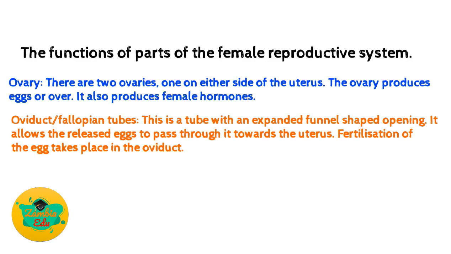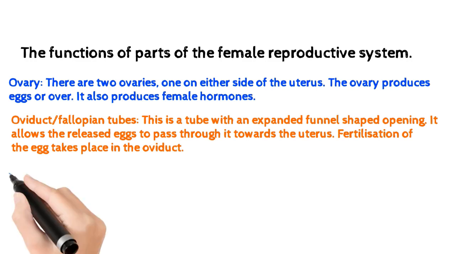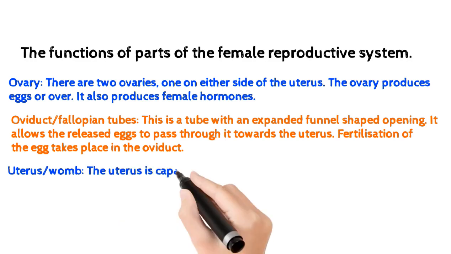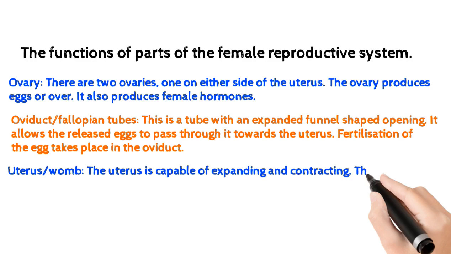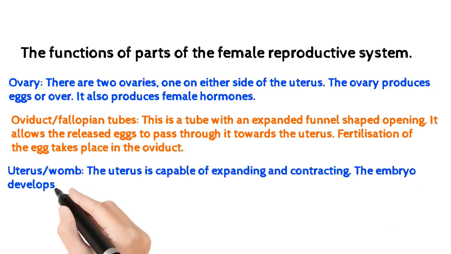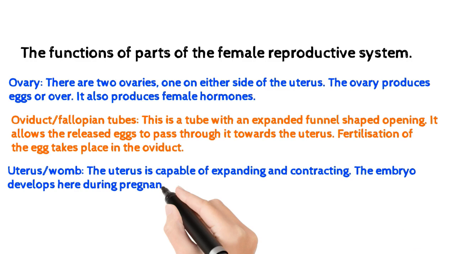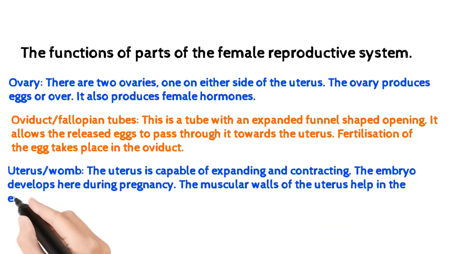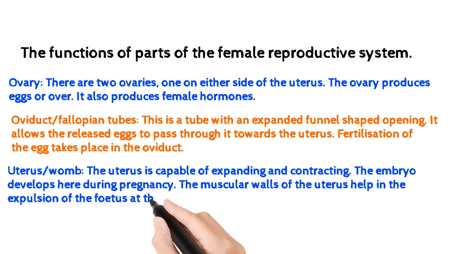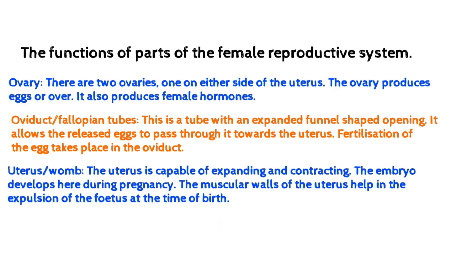We'll now move on and talk about the uterus, which we can also refer to as the womb. So the uterus is capable of expanding and contracting. The embryo develops here during pregnancy. The muscular walls of the uterus help in the expulsion of the fetus at the time of birth.